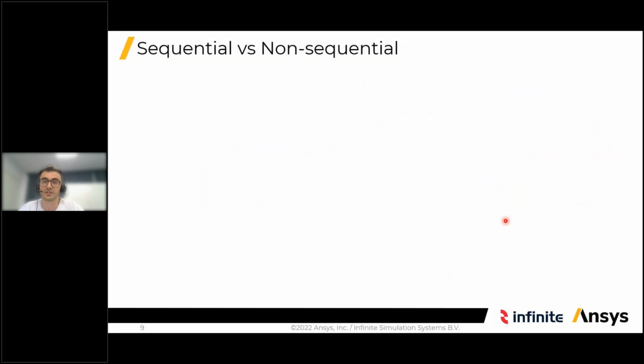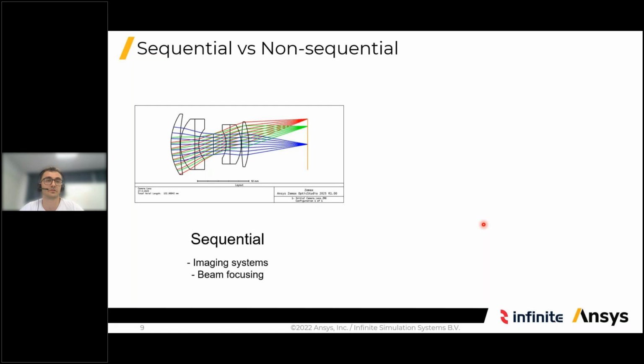So Ansys Zemax comes in two flavors. First of all, we have sequential ray tracing. Sequential ray tracing means that the light follows a predefined path. So it goes from surface 1 to 2 to 3 to 4 and so on up until the imaging surface. And this is used to design imaging systems mostly.